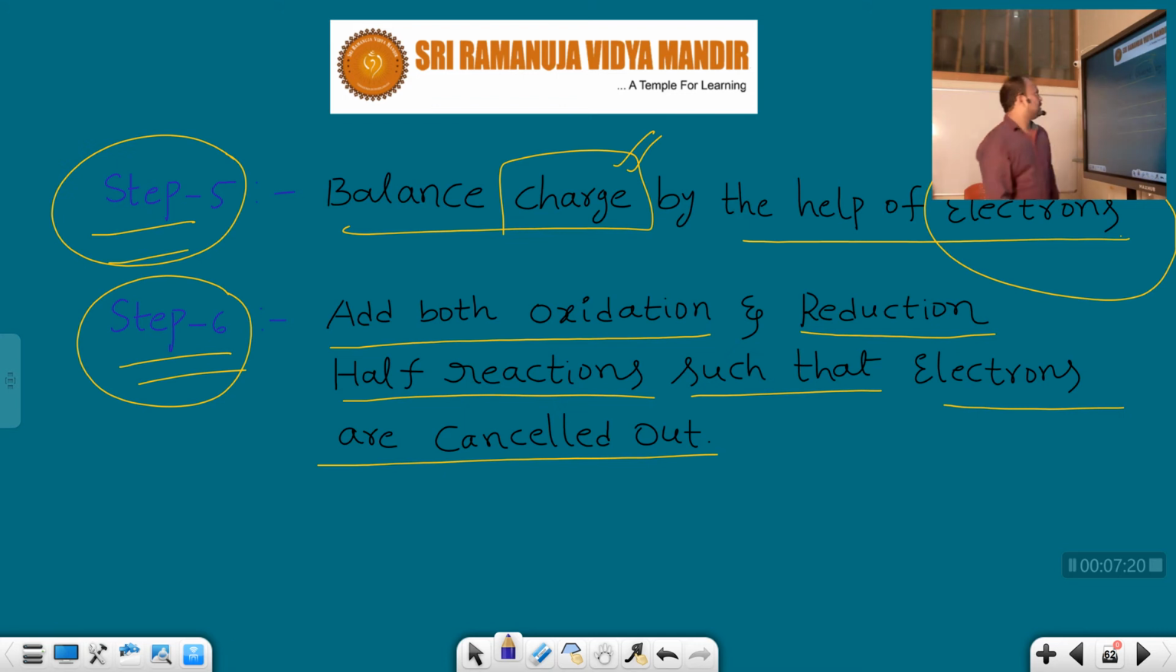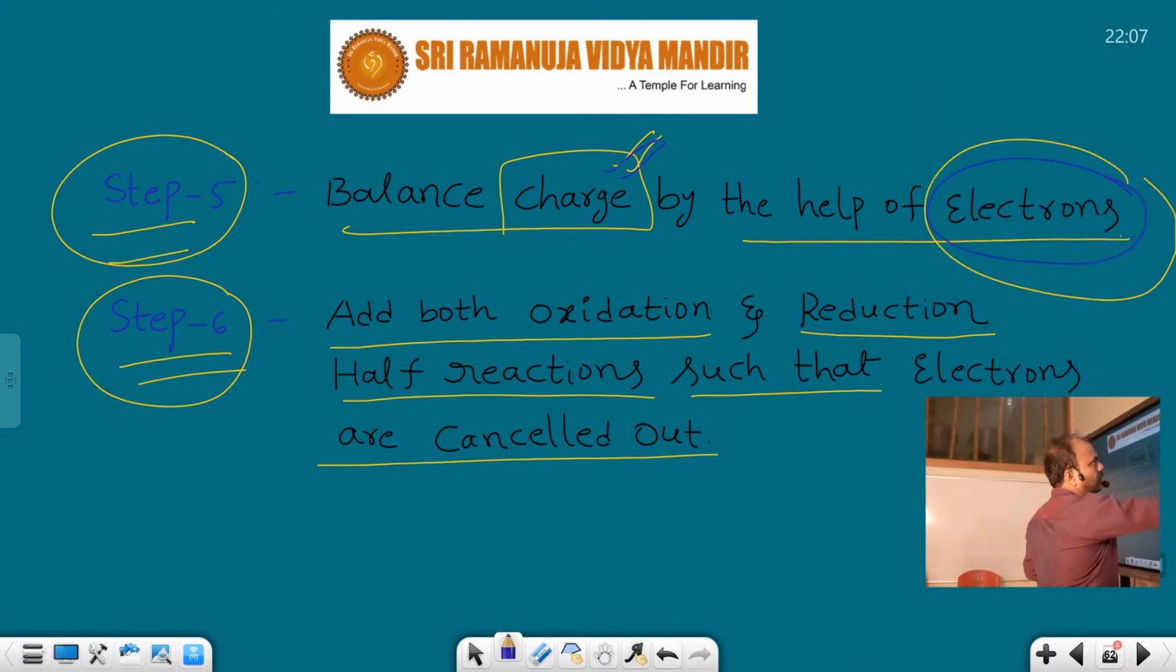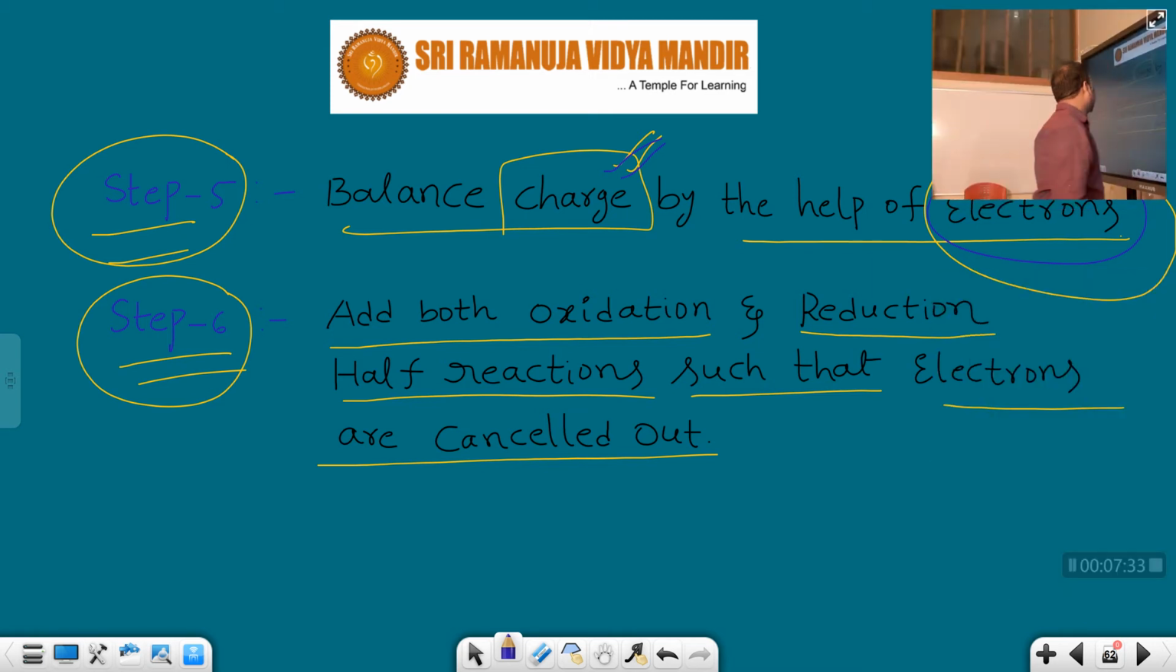After that, step 5: balancing the charge. We have to balance the charge. How to balance the charge? With the help of electrons.